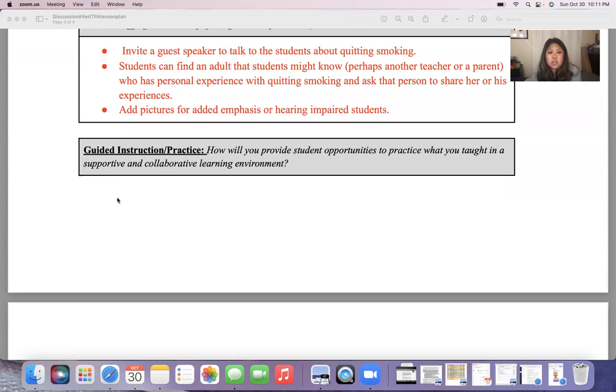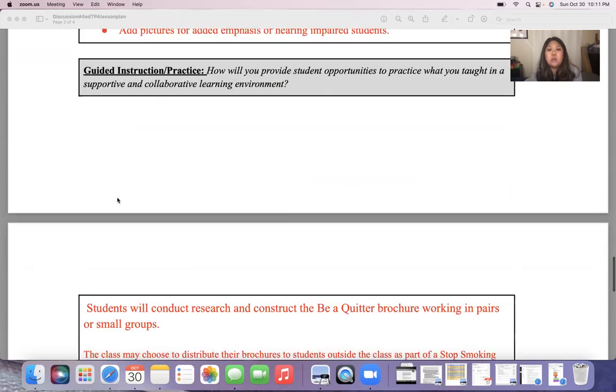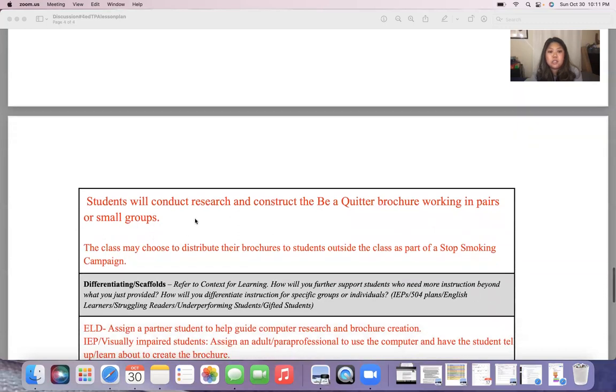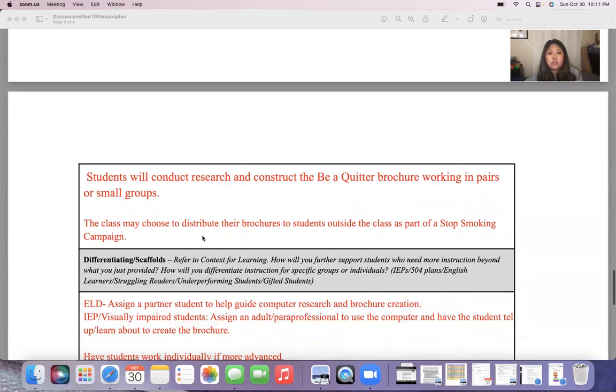Then we have our guided instruction, so how we'll provide opportunities. We put that the students can conduct some research using the brochure provided, working in pairs or small groups. They also have the option to share those brochures with their classmates outside of the campaign.